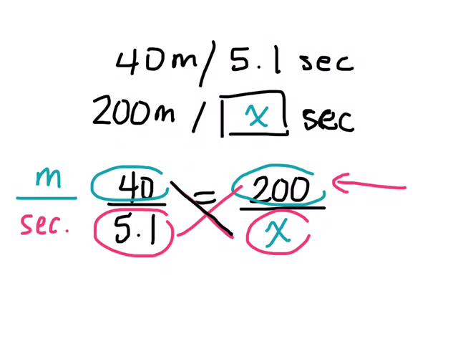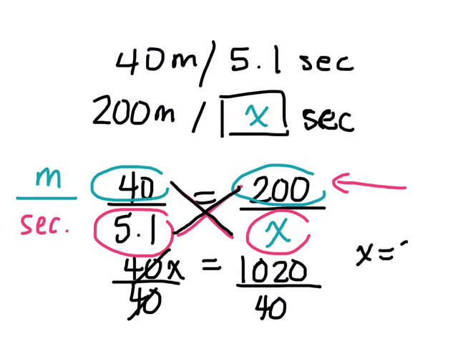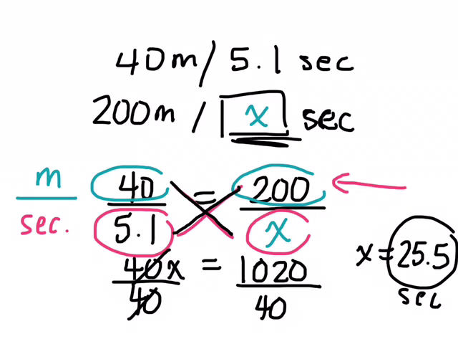So I want everyone to try this by cross multiplying. So 40 times x would be 40x, and then Alejandro, 5.1 times 200. Anyone know what that is? 1,020, good. And then what do I do to both sides? Divide by what? Good. So what's 1,020 divided by 40? 25.5, which means that it would take him 25.5 seconds to run 200 meters.